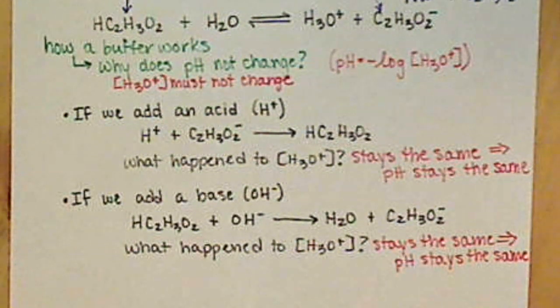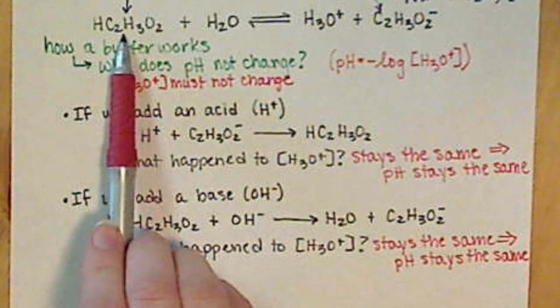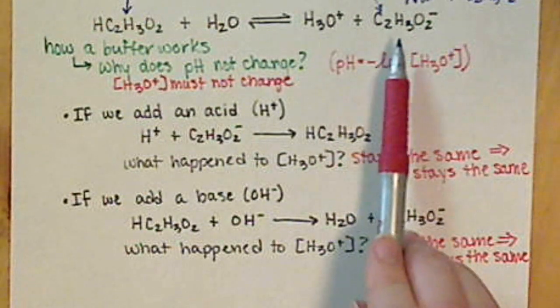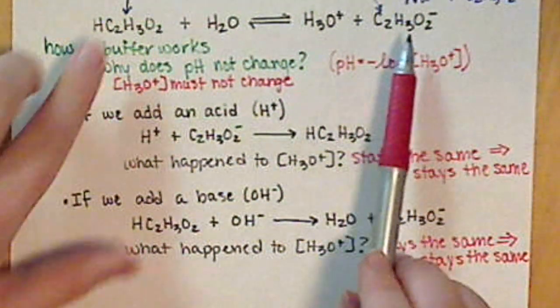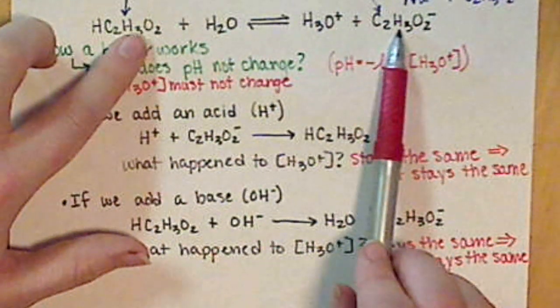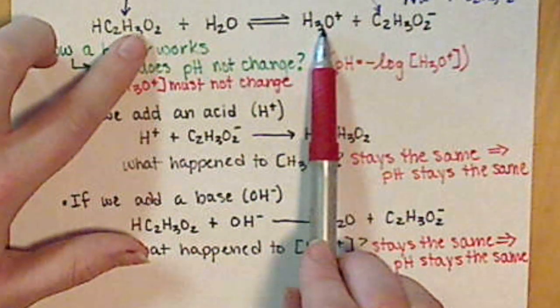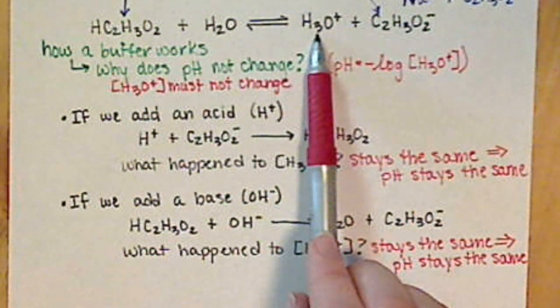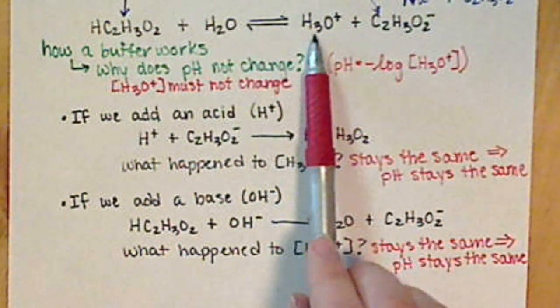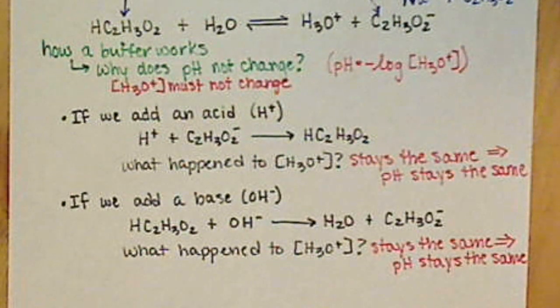That's how a buffer works. As long as we have a lot of our acid and a lot of our conjugate base, we can add acid and we can add base. It's always going to affect those concentrations, but not the concentration of H3O+. So if we're not affecting the concentration of H3O+, our pH does not change.